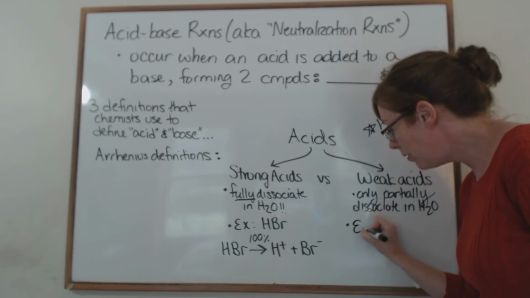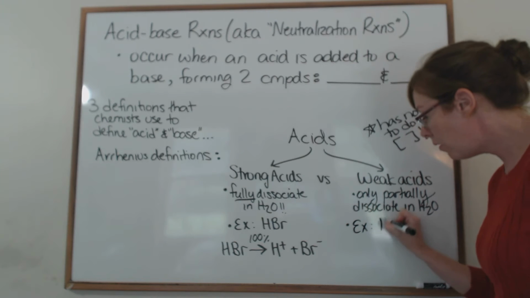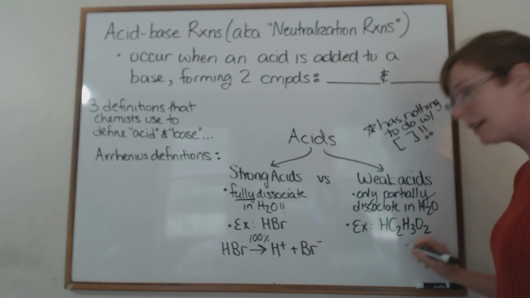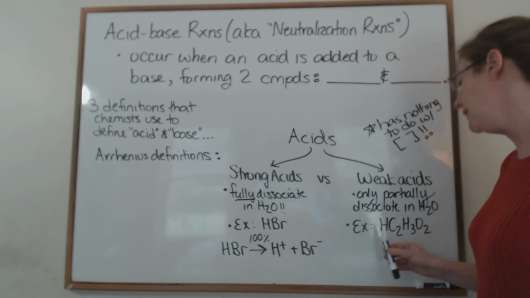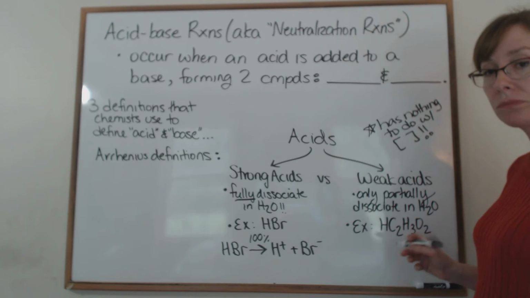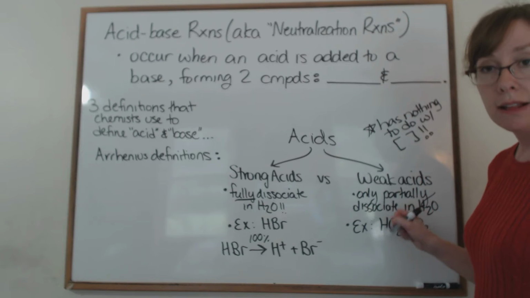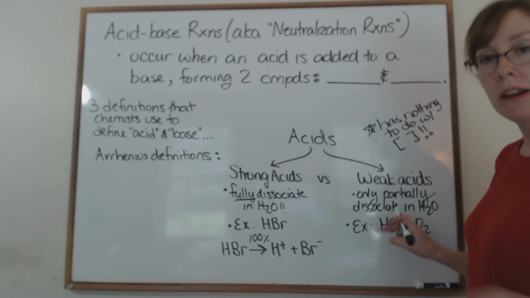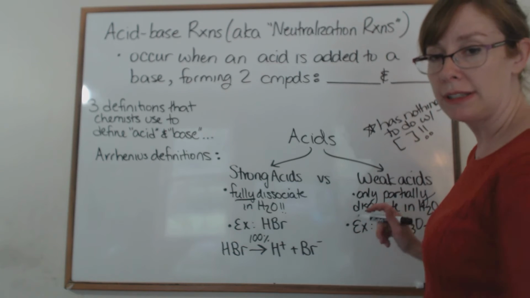And as an example, let me go ahead and give you probably the most famous weak acid in the world, which is acetic acid. Acetic acid is the acid that's in vinegar, salad dressing and stuff like that. It happens to be a weak acid, and I'll talk to you about how to know which is which in just a second.